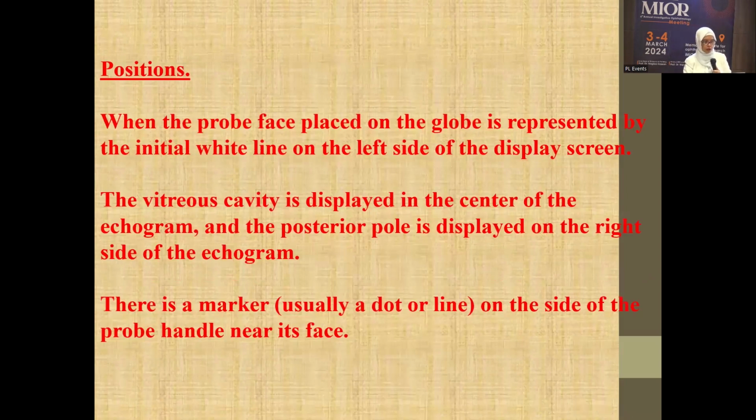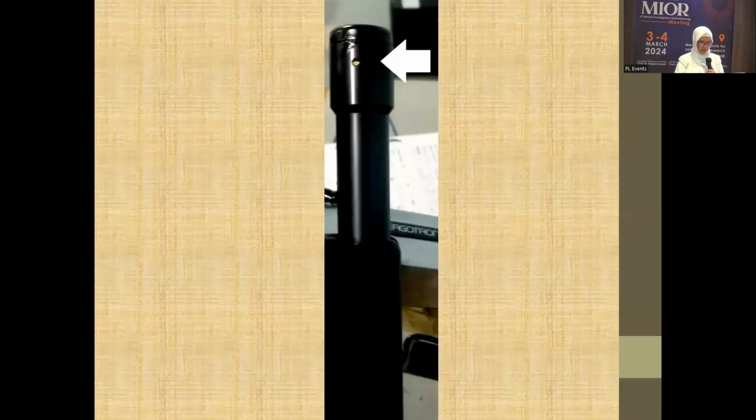What is the meaning of position? When the probe is placed on the globe, it is represented by initial white color in the left eye display screen. The vitreous cavity is displayed in the center of the echogram, and posterior pole is displayed in the right, and there is a marker, usually in the form of a dot and a line on the side of the probe handle near the face.